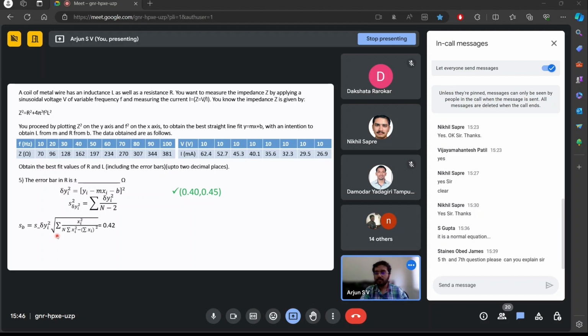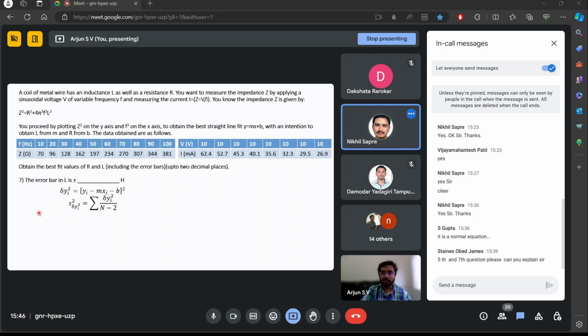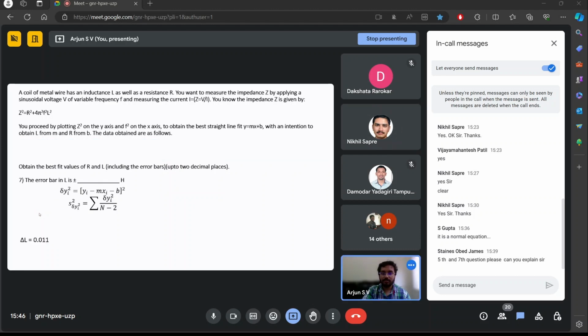Same thing goes for question number 7 as well. Question number 6 we already saw. We just have to take the value of 4 pi square L square, and then using that we have to find L. So the error bar in L will also be similar. We have to use that same formula, and then you will find delta L as 0.011.